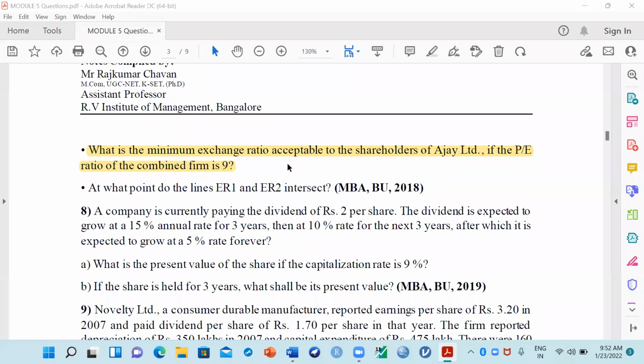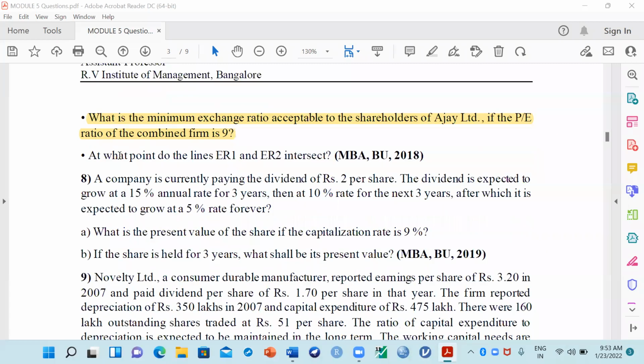Absolutely correct. I got a few answers in the chat box. So here we have to apply the case 2 problem, which is the minimum exchange ratio acceptable. Now the third one, you see what they're telling you to do. At what point do the lines of earnings of the first company and the second company, one is the target company, one is the buying, intersect? So ER1 is the earning of the acquiring firm, and ER2 is the earnings of Ajay Limited.